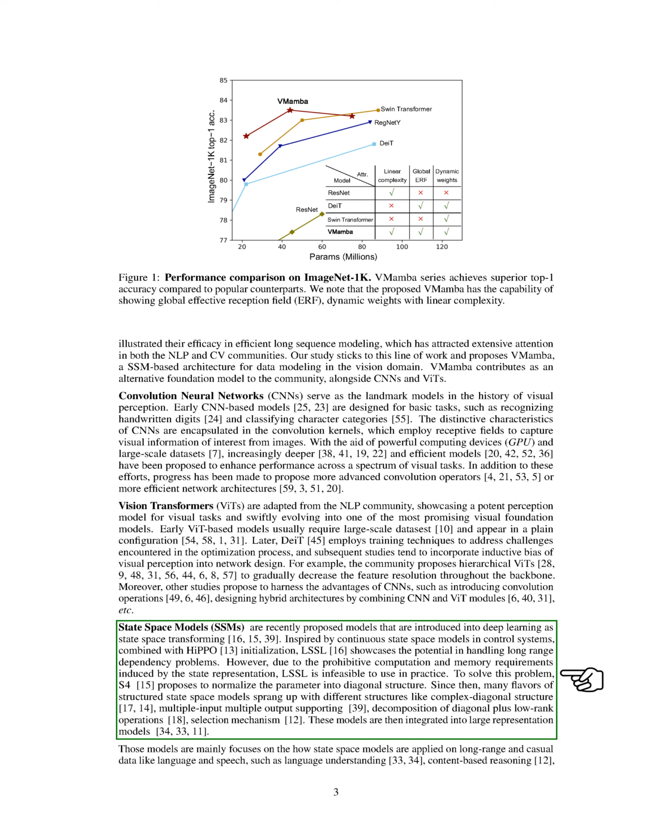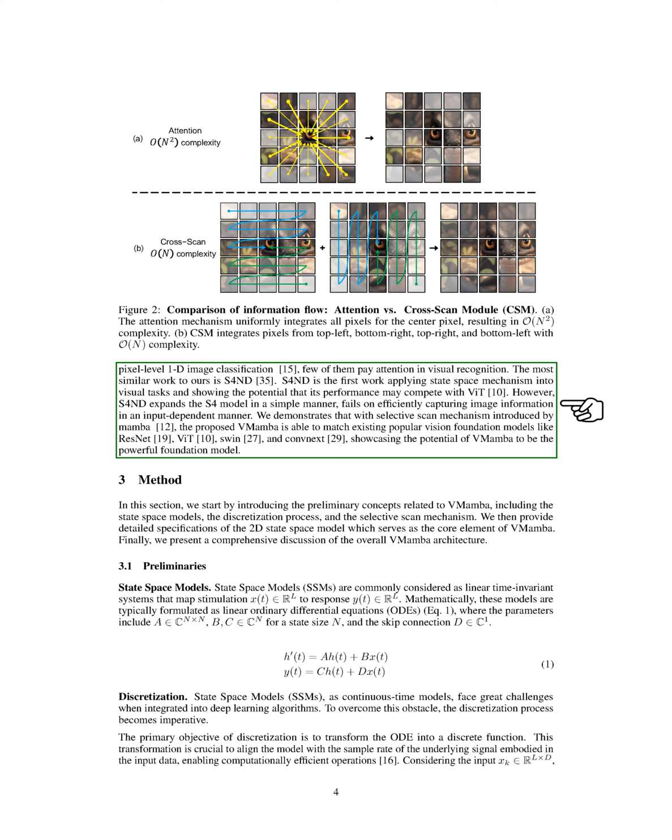These models are then integrated into large representation models. Those models mainly focus on how state space models are applied on long-range and causal data like language and speech, such as language understanding, content-based reasoning, pixel-level 1D image classification. Few of them pay attention to visual recognition. The most similar work to ours is S4ND.